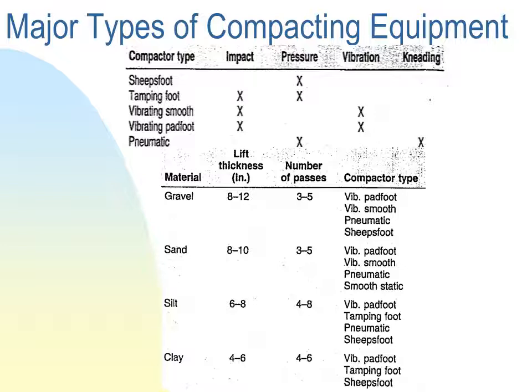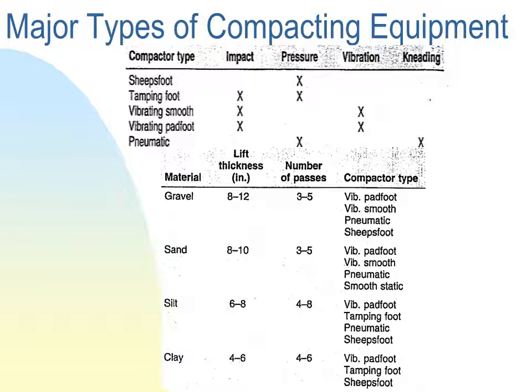For silt and clay, they are lower in number, but because they are lower in thickness, you will also notice that they need more number of passes. So this could seem illogical. However, this is due to the nature of silt and clay. Silt and clay are more difficult to compact than gravel and sand in general. So for gravel and sand, the number of passes ranges from 3 to 5. However, for silt, it's from 4 to 8. For clay, it's from 4 to 6.